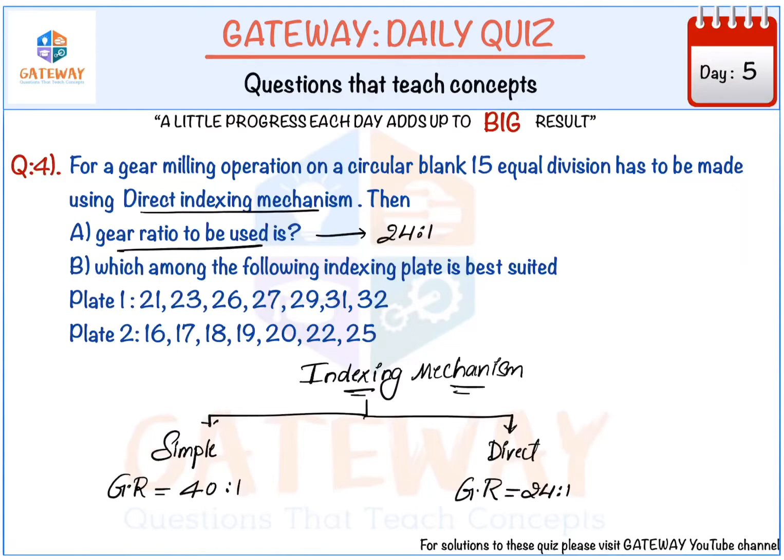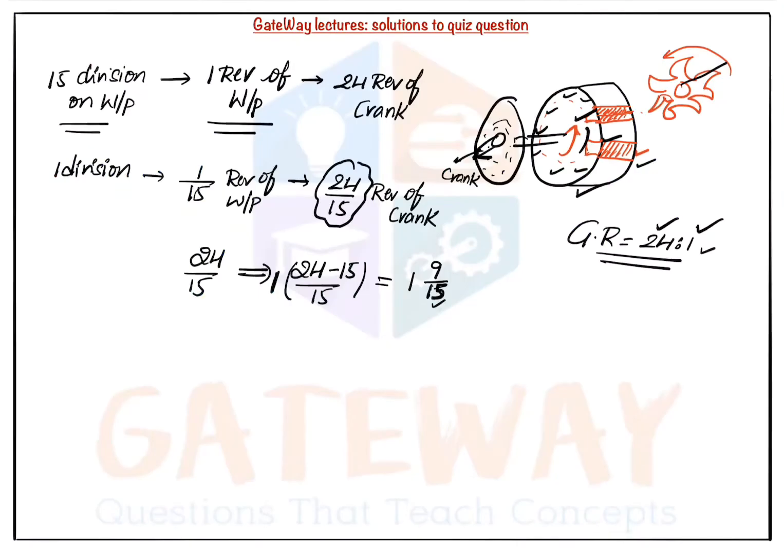See in plate 1, the values are 21, 23, 26, 27, 29, 31, 32. So there is no 15 here. Even in the second plate, there is no 15. So there is no plate which has 15. But we can use a plate which is a multiple of 15. What are the factors of 15? 1, 3, 5. So we need to select a plate that is a multiple of 1, 3 and 5. So we will take a plate which has a multiple of 5.